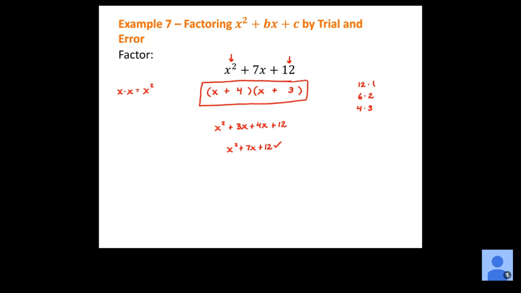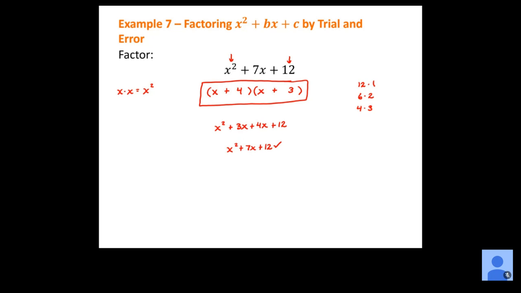And again, if you're unsure, and you say, well, I really don't know of those 3 options, the 12 times 1, the 6 times 2, the 4 times 3, which one do I want to use? You can actually just try one. Then FOIL it, combine your like terms, and if it doesn't give you what you started with, choose a different option, okay?